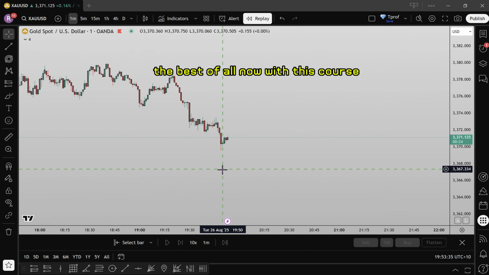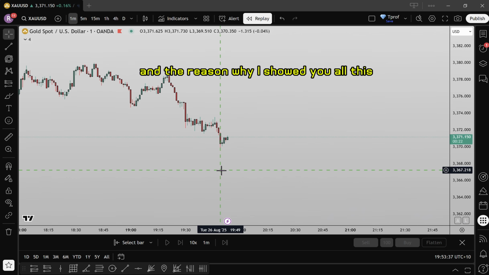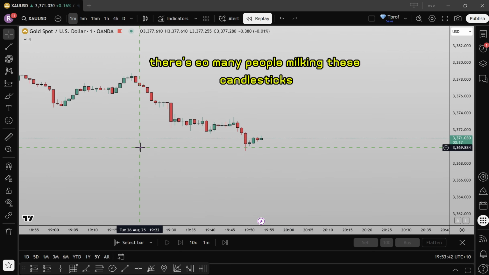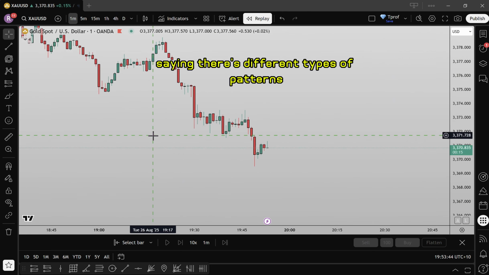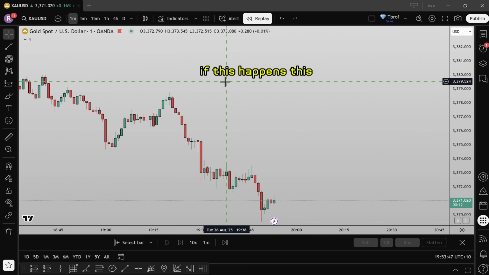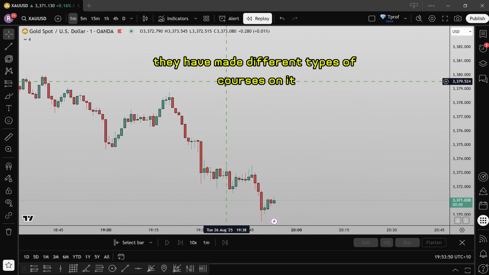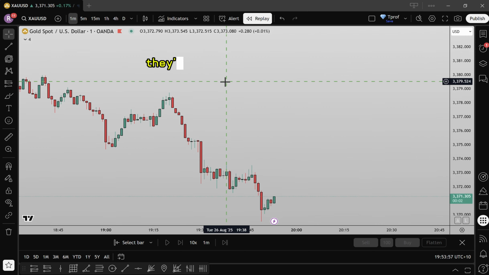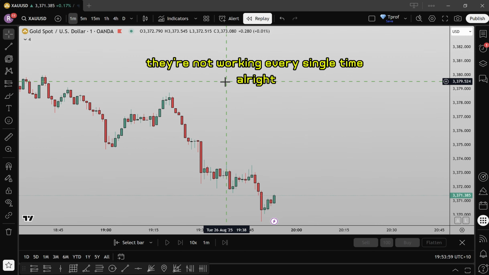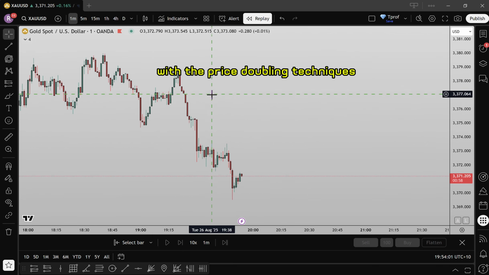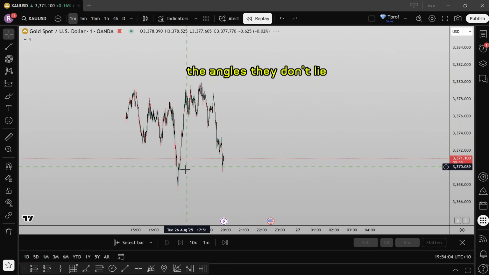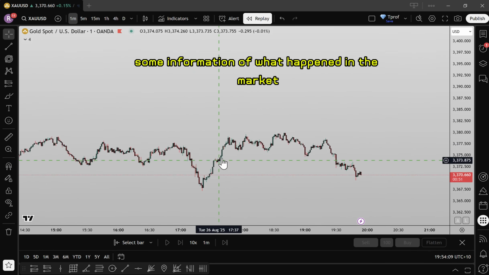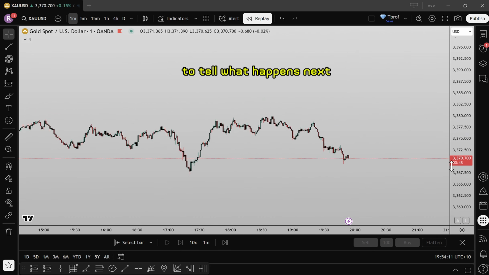Now, with this course, the reason why I told you and showed you all this is because when it comes to candlestick patterns, there's so many people milking these candlesticks, saying there's different types of patterns. If this happens, this, and they have made different types of courses on it. Now, I'm not saying they're wrong, but most of this stuff, it's not working every single time. All right. With the price doubling techniques, the angles, they don't lie because we are actually using some information of what happened in the market to tell what happens next.